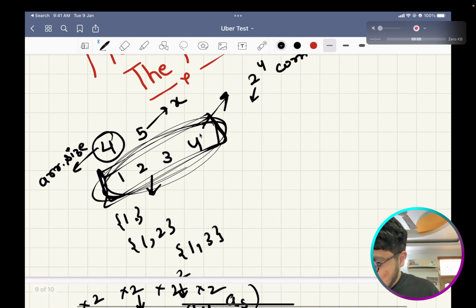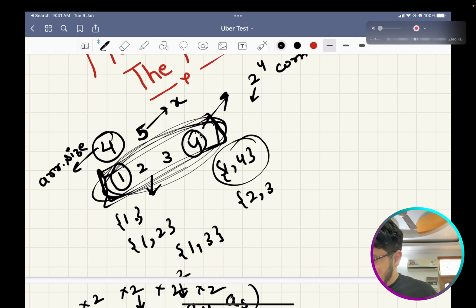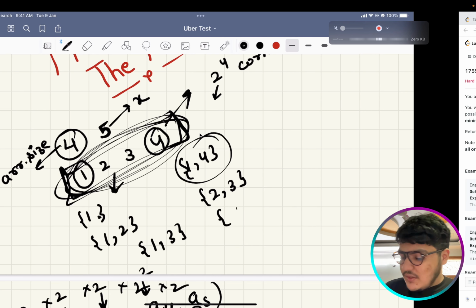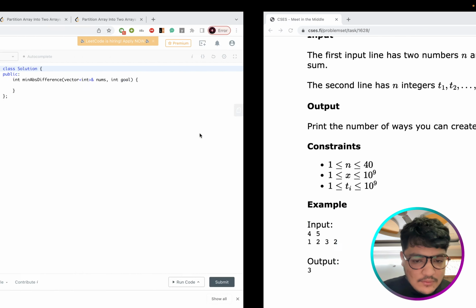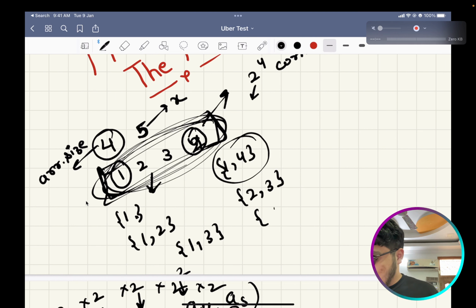Now you have to tell how many subsets there are which have their sum as 5. One possibility is 1 comma 4. This is a subset which is possible. Another one would be 2 comma 3, and the next one would be... there would be two only. Okay, it is two.